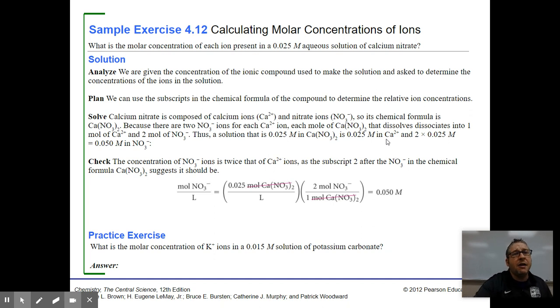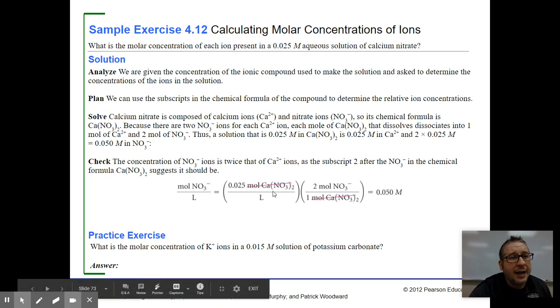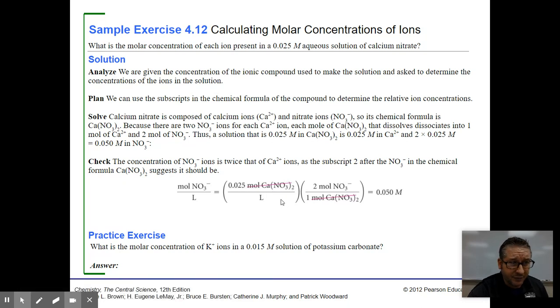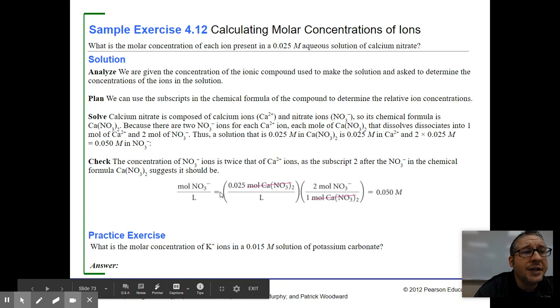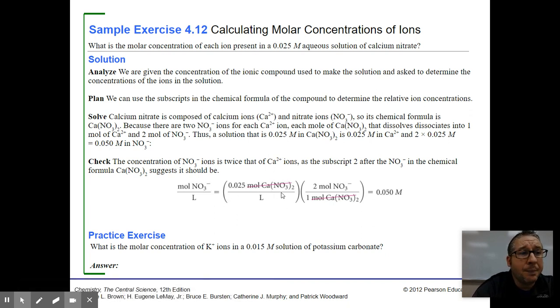So we have calcium nitrate. First thing is we need to figure out what the formula for calcium nitrate is. Calcium ions and nitrate ions. The formula is going to be Ca(NO3)2, so nitrate's in parentheses. And so we know that there is 0.025 moles of calcium nitrate per liter. That's what this means, the molar.